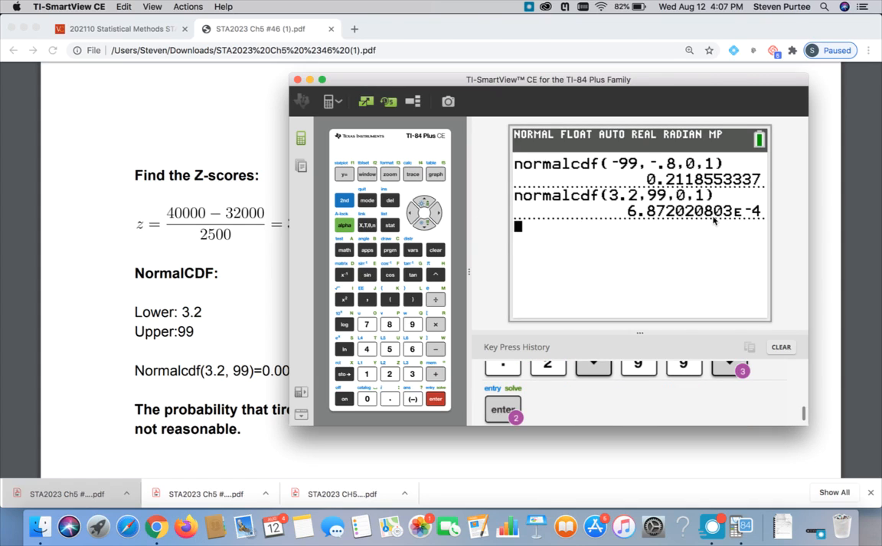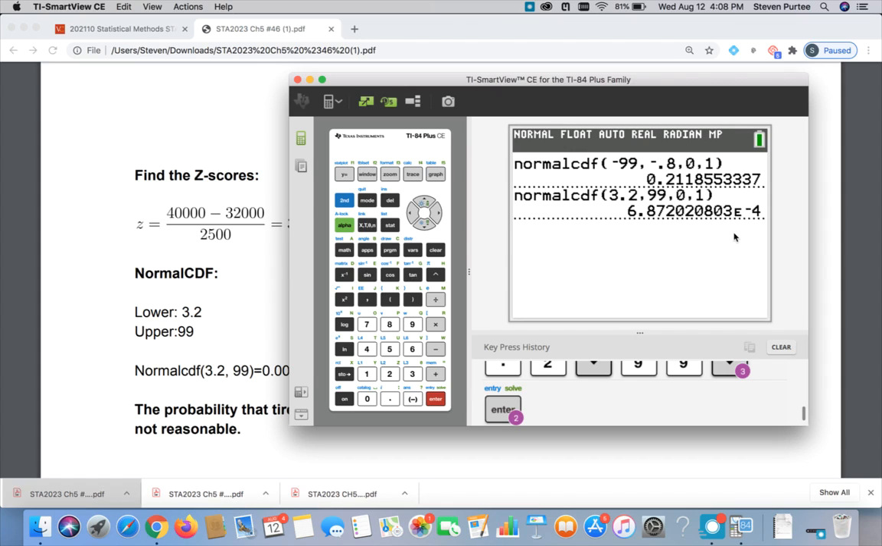And we get this number. Now you got to be careful with this. That is scientific notation right there. This is 6.87 times 10 to the negative fourth. You will never, ever, ever have a probability bigger than 1. You can't have 687%. If this number is bigger than 1, you have to look over here and be careful. This is a very, very small number. That's 6.87 times 10 to the negative fourth power.